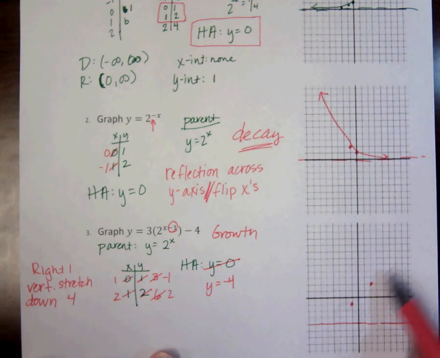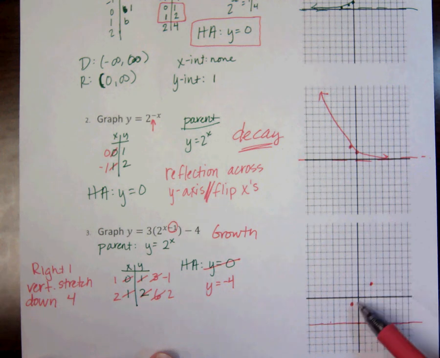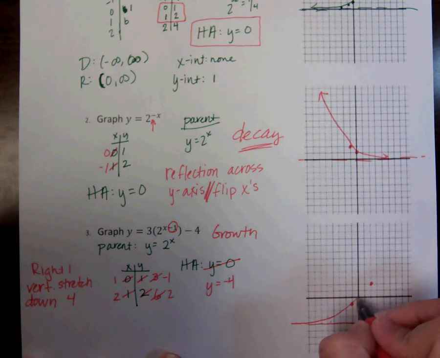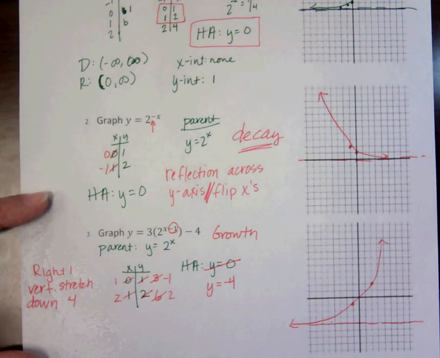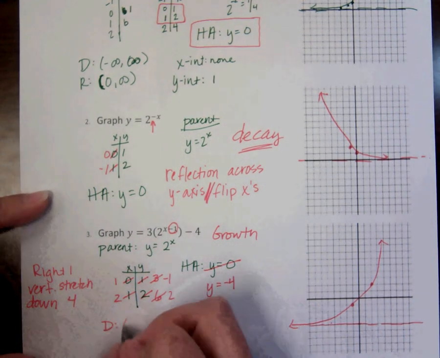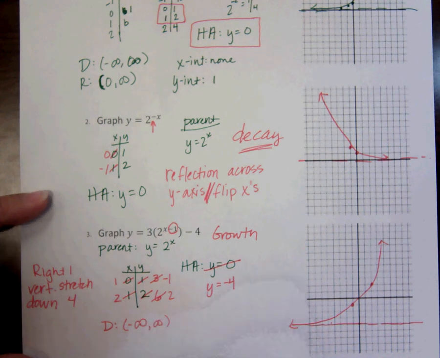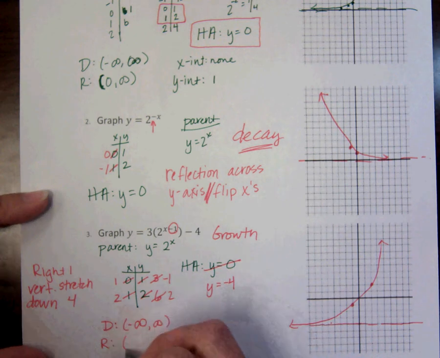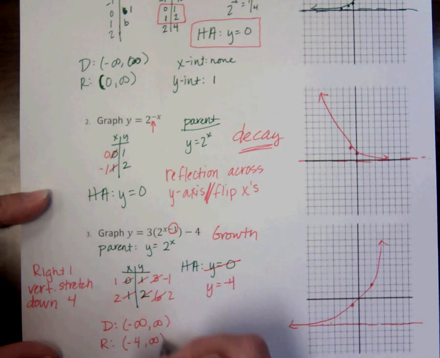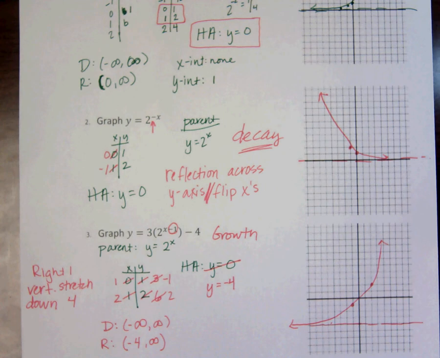If you think about connecting the dots here, it kind of looks linear with only 2 points, but it's not a line. Remember, it's exponential growth, so it's going to level out with your asymptote and then explode up like exponential growth. So I'm starting here and then moving up for exponential growth. If you talk domain and range, our domain here is still -infinity to infinity like always. Our range this time, since I went down 4, my asymptote is at -4, so now my range would be -4 to infinity.